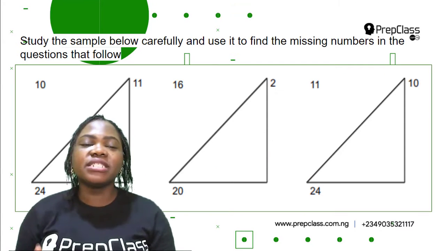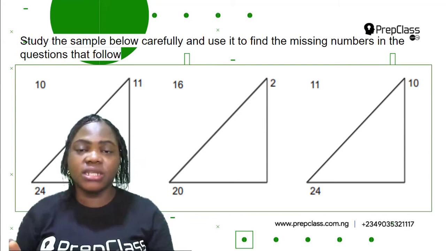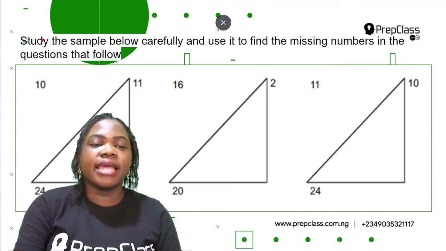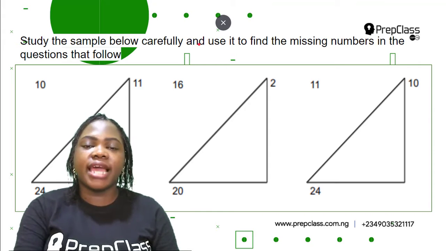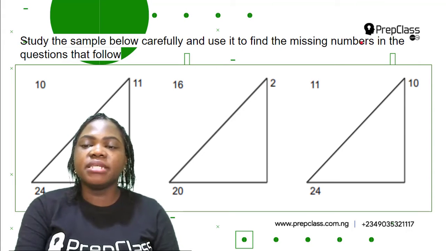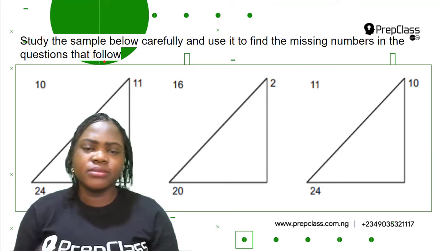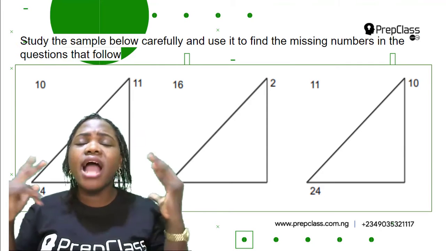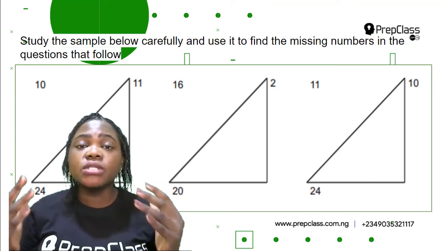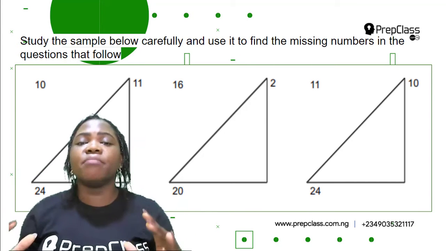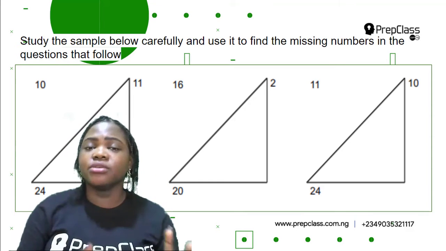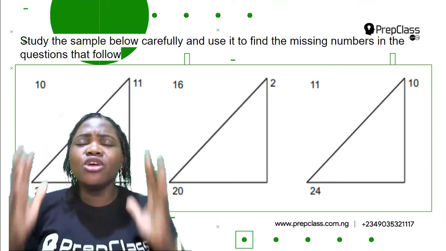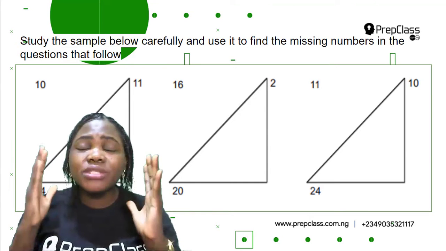So in quantitative reasoning, you're given a set of samples to study before you can answer the questions. The instructions say, study the samples below carefully and use them to find the missing numbers in the questions that follow. So what does quantitative reasoning do? It helps you to think. It's a measure of one's ability to use mathematical skills to solve problems. So for you to be able to solve quantitative reasoning problems, you need to think very well.